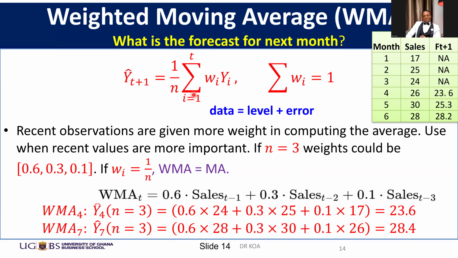Now, once again, why are we not focusing on the first 3 periods? Because the weights alone tell you that you are dealing with 3 at a go. But there is nothing 3 at a go when you are in period 1, 2, or 3. So it's the same as the simple average.